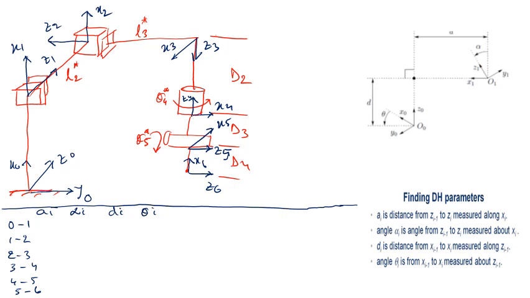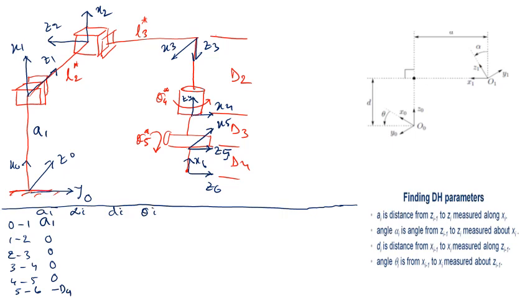So you can see that A1 is Z0 to Z1 along X1, which is basically this value, A1 we define. Okay, so it should be A1, and then the others should be 0, 0, 0, 0. But for 5 to 6, if you see, it should be Z5 to Z6 along X6. So you can see here Z5 to Z6 along X6 is D4, but X6 is up, positive, and D4 is going down, so it should be minus D4.